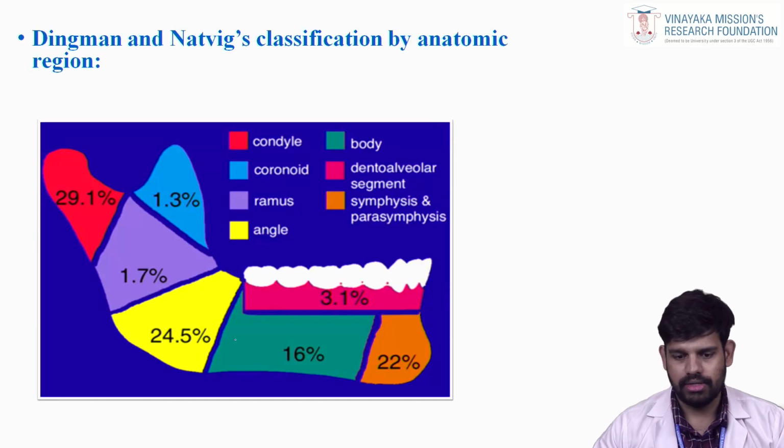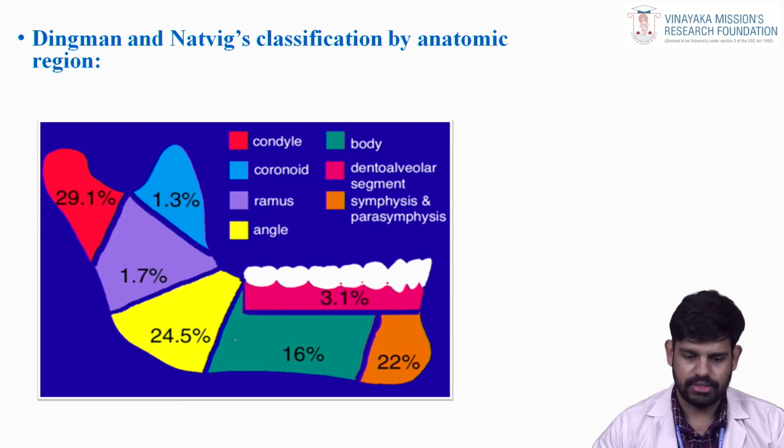So coming to classification of mandibular fracture, the most important one is given by Dingman and Natwig. Based upon the anatomy of the mandible, the fractures are classified. The most commonly fractured part of the mandible is the condyle, which accounts for 29.1%, followed by the angle, then the symphysis and parasymphysis region, then the body. The least fractured area is the coronoid process, because it is covered by the dense and heavily fibered temporalis muscle.